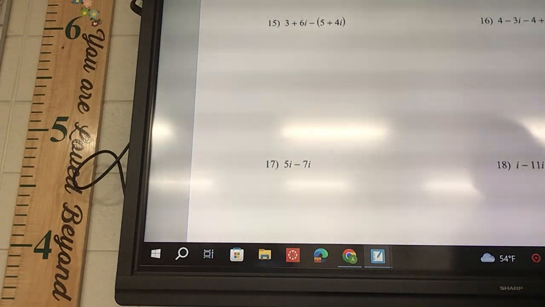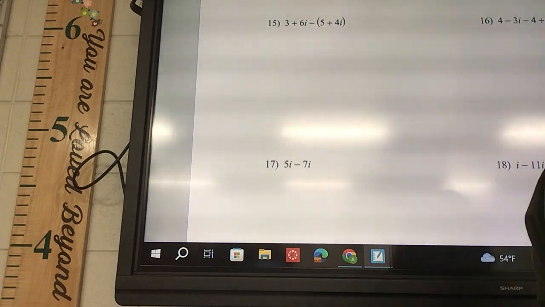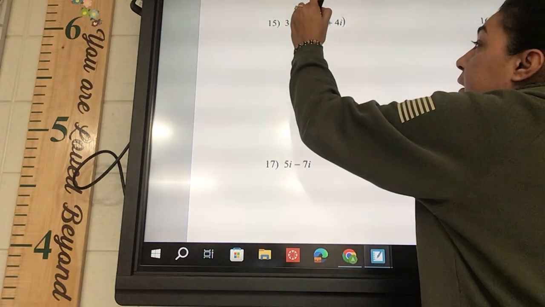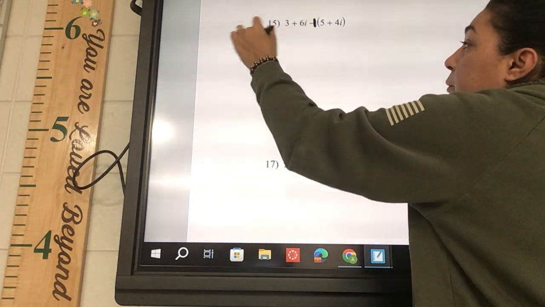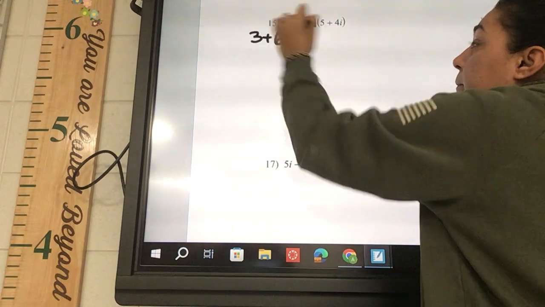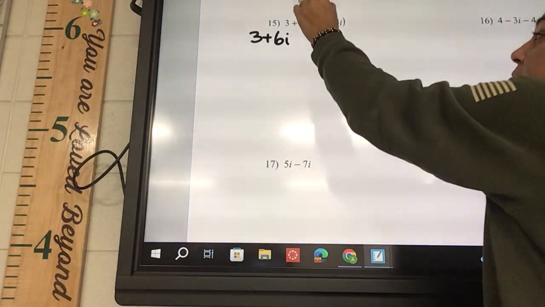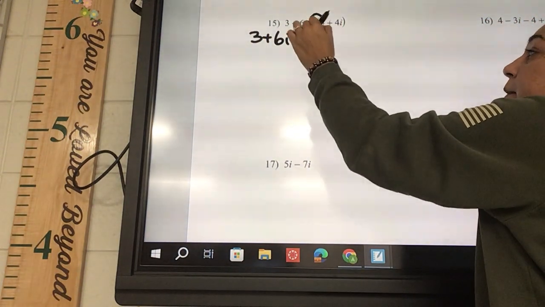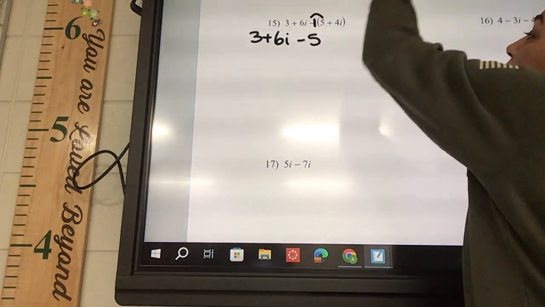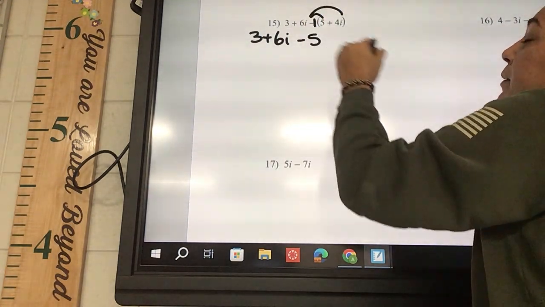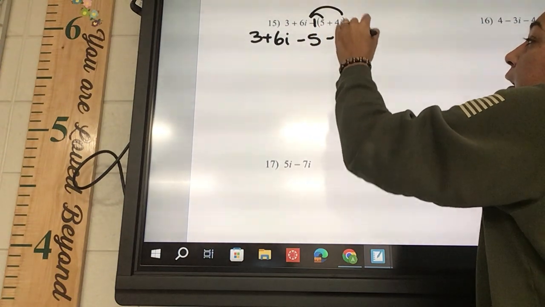Okay, 15. Again, I can fill in a 1. So I'm going to put a 1 between this minus and this parenthesis. This stuff I'm going to drop down: 3 plus 6i. And then I need to distribute. So -1 times 5 is going to be -5. I almost wrote an i and there's no i there. -1 times a positive 4i is going to be -4i.